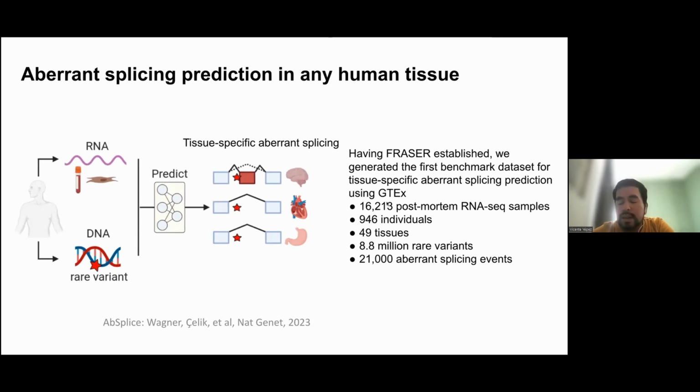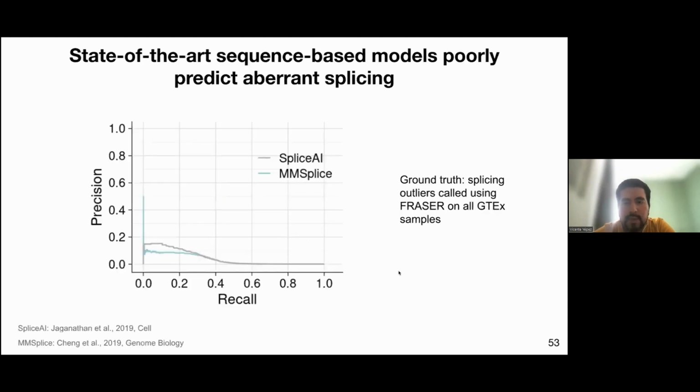We were able to develop this using GTEx, more than 16,000 samples, to check the variants and the splicing. The first thing we did was compare SpliceAI and MMSplice, and as ground truth, we used the splicing outliers called using FRASER on all the examples, all 16,000 of them. And we see that the precision and the recall are quite low.